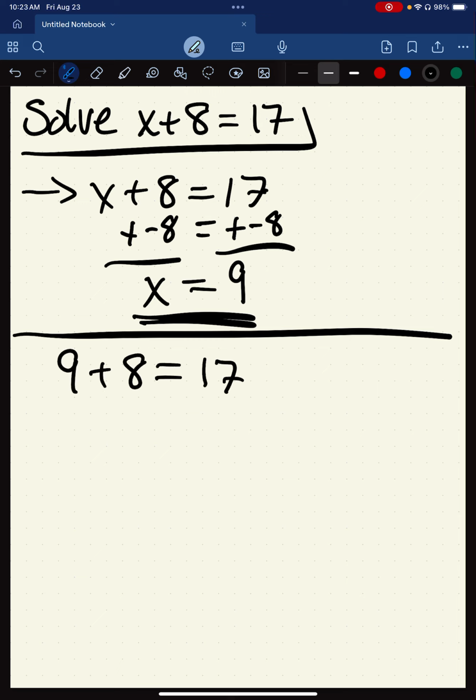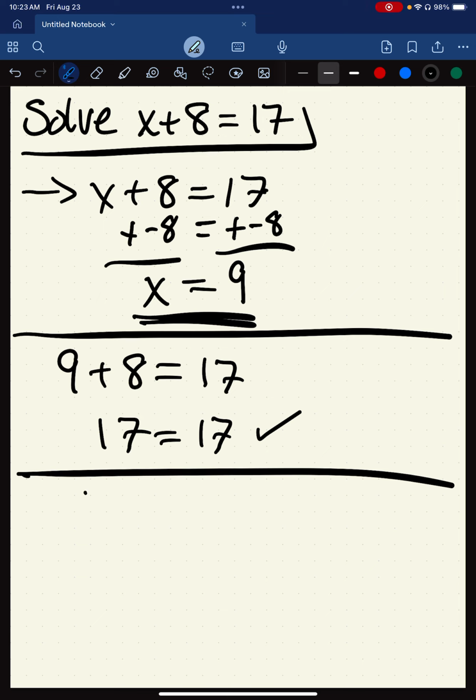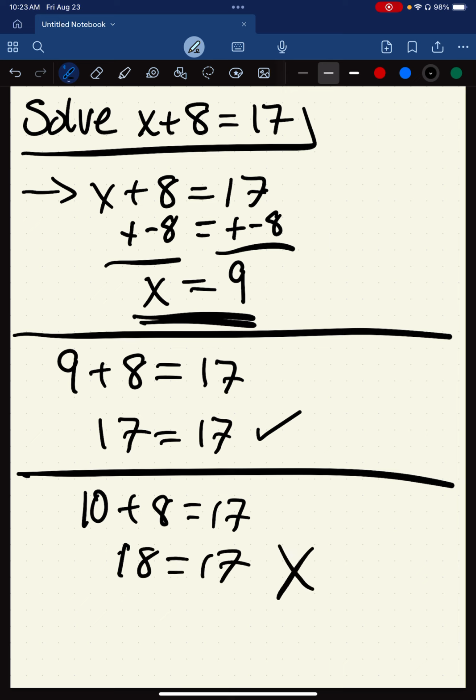It is a solution. If we plugged in 10 instead of 9, we would have 10 plus 8 is 18, and 18 is not 17, that doesn't make any sense. Not a solution, right? So we know that we have one solution, because we found it here, 9. And we know there aren't infinitely many because we checked, and this one isn't. So there's exactly one solution to this equation, and we found it. It's 9. It's pretty powerful stuff.